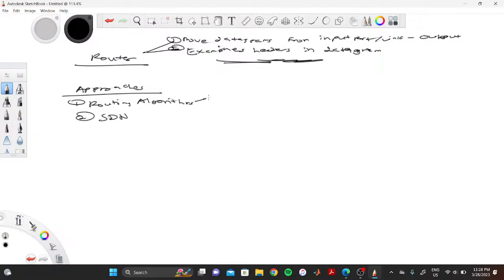This particular one uses a distributed or decentralized routing algorithm, right? An SDN normally uses a link state algorithm. Yes, both of them use algorithms, but this is usually distributed. We'll get to know what that means as time goes along.